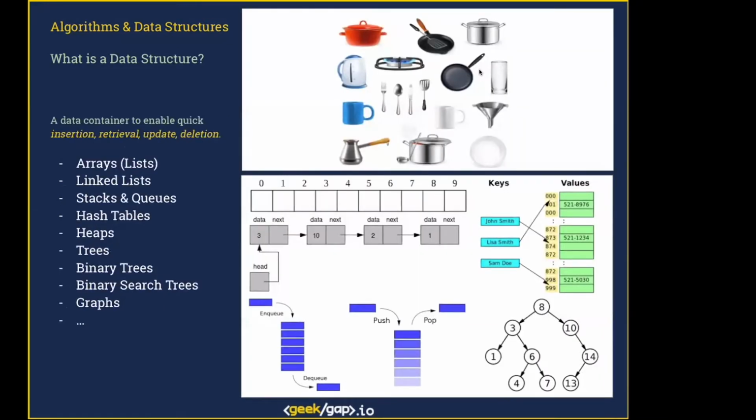So what is a data structure? Again, the same analogy with cooking. If you're asked to make tea, you prefer to use something like this, or if you're asked to filter something, you want to use something like that. Likewise with algorithms and data structures, you are better off using some types of data structures for specific types of problems. A data structure is a container to enable quick insertion, retrieval, update, and deletion.